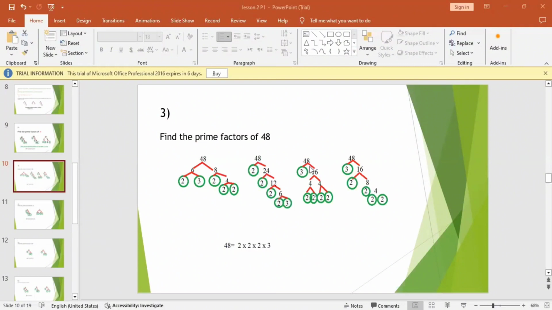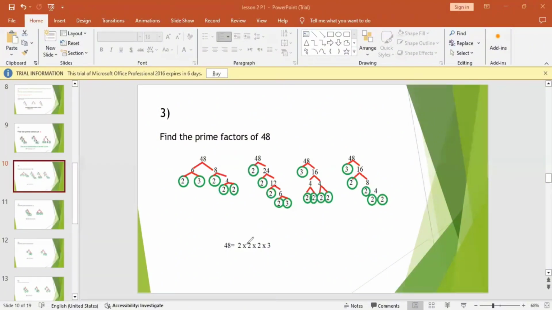48, how can I get 48 in another method? 3 times 16. 16, I can get it by 4 by 4 or 2 by 8. Here also I can get it by 2 by 8. 4 by 4, I can get it 2 times 2 and 4 is 2 times 2. And here 8 is 2 times 4 and 4 is 2 times 2. So the answer always, we have 4 2's and 1 3.